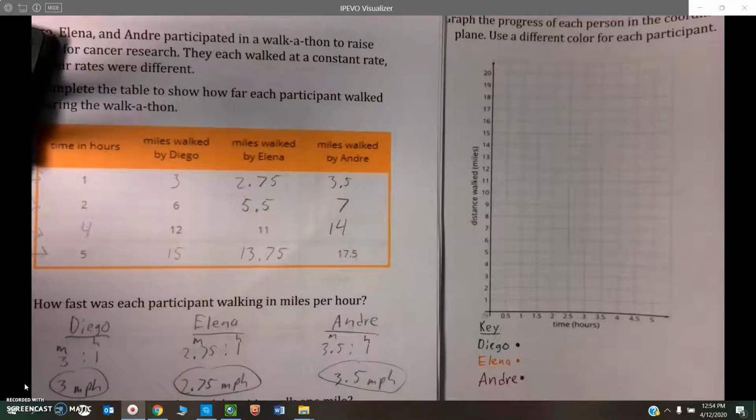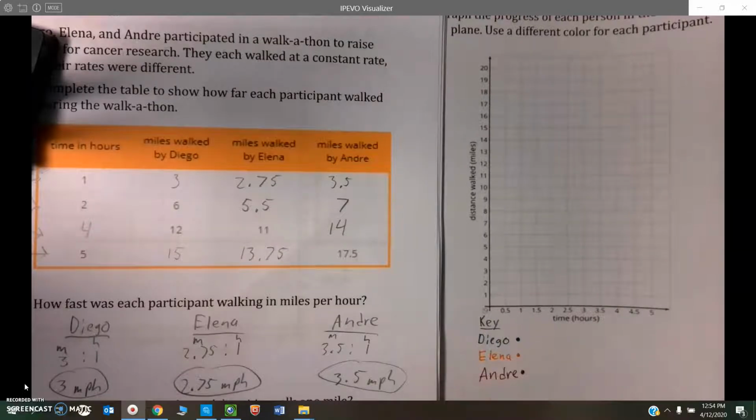All right. So now the instructions for this next page are to graph the progress of each person in the coordinate plane and use a different color for each participant. Because I need to use a different color for each person, I decided to make a little key down here. So Diego's green, Elena's orange, and Andre is red. That way it makes reading my graph a little bit easier. I don't have to write people's names on my actual coordinate plane over and over again.